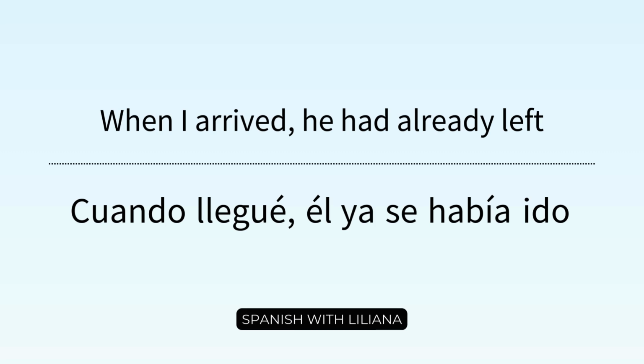We could also put ya at the end. Él se había ido ya. So here, ya as an adverb comes before the verb. That's why we put it in between the pronoun and the verb. Cuando llegué, él ya se había ido. In English, we could also say he had already left when I arrived.